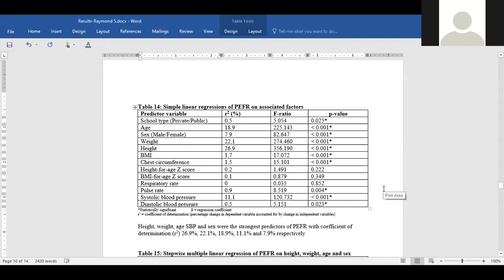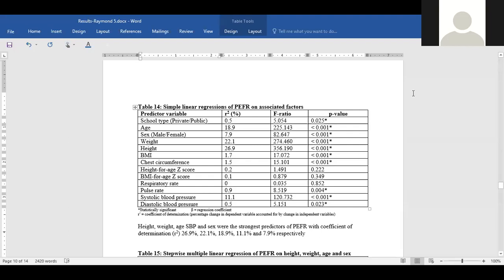Okay. So what this person was looking for is the predictors of peak expiratory flow rate among secondary school students. We have the school type, public and private school. We have the age, the sex, weight, height. Can you see all the factors that I did? What you are seeing here are simple regressions. Are you following? Yes, sir.